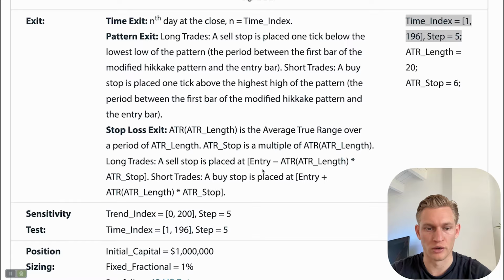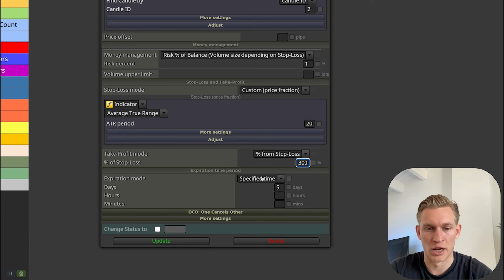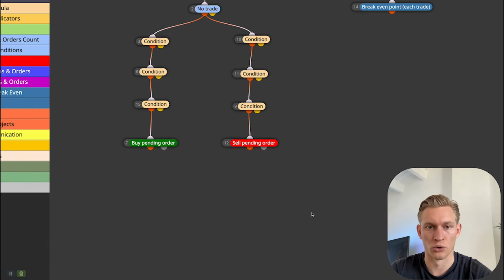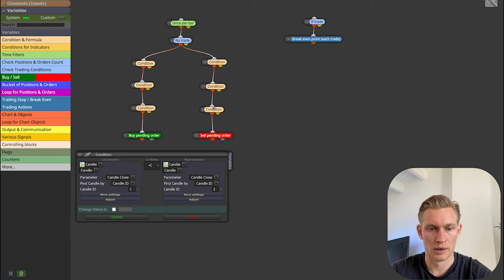So this is something you need to remind yourself, right? Maybe this is not a fake breakout. Maybe price just moves straight up after this pattern and it never comes back. You don't know. One day you need to delete the pending order, the sell stop or the buy stop. So therefore, expiration mode, after 5 days, the algorithm just deletes the order and you are finished. So this is the left side, this is the buy side, and this is the short side. The only difference is this block and this block.